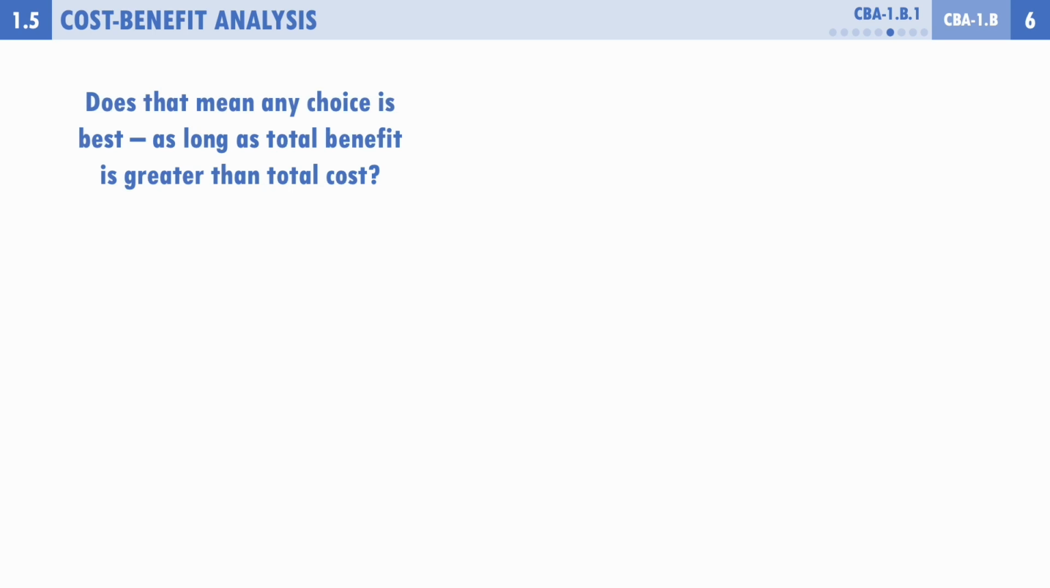Now, does that mean then, though, that any choice we make is best as long as the total benefit is greater than the total cost? Well, let's look at an example. Let's suppose that we produce and we sell bicycles.